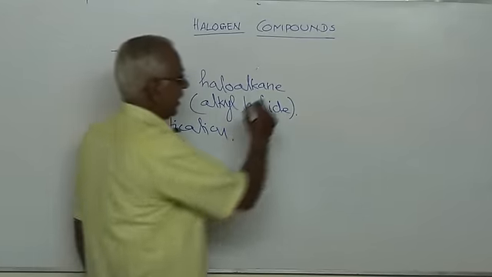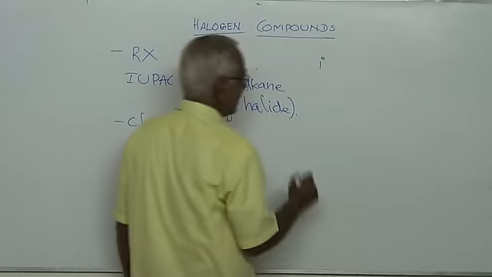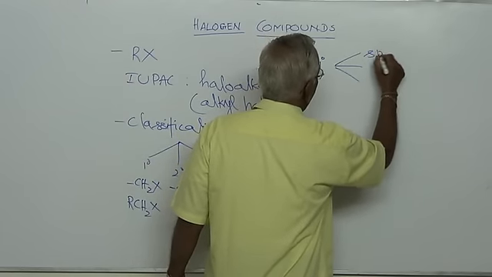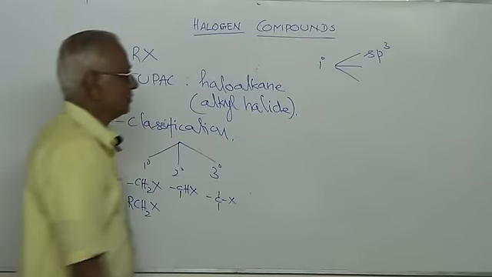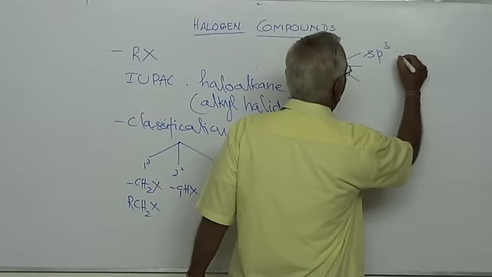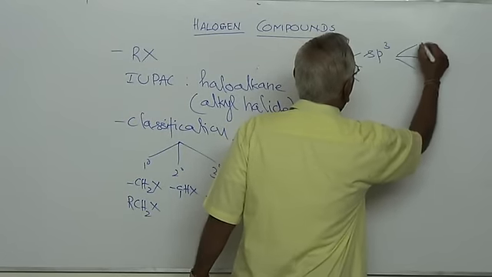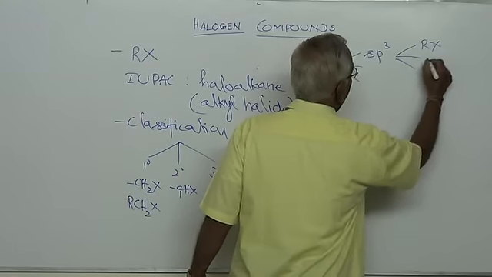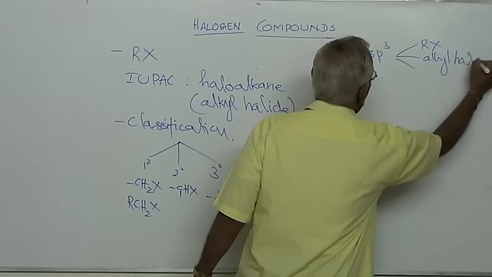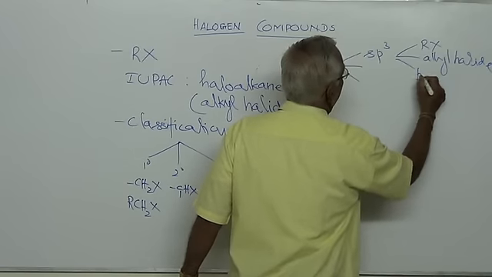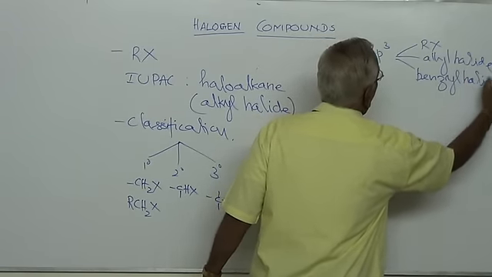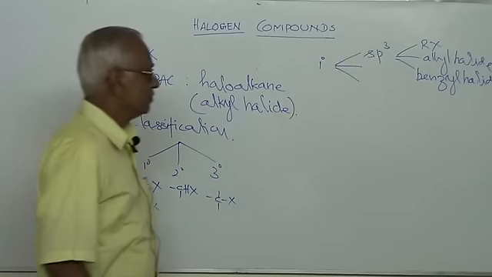Okay. The primary halide, again, can be classified into the one which is attached to sp3 carbon. Let's see. This again can be classified into alkyl halide, primary alkyl halide, allyl halide, and the third one is going to be benzyl halide, depending on the nature of the group.